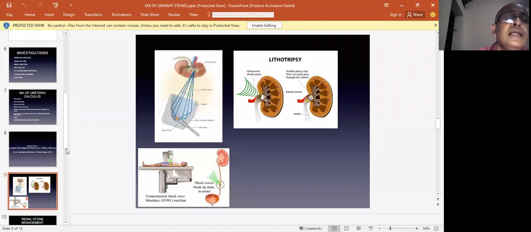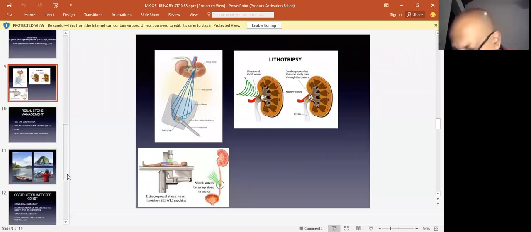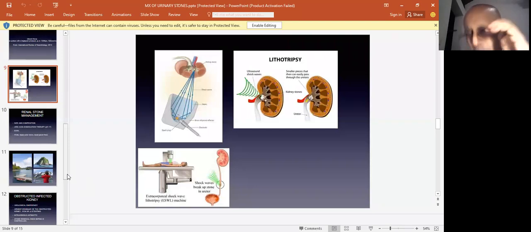The next modality is, now we have to come to surgical intervention, when you have small stones in the kidney.